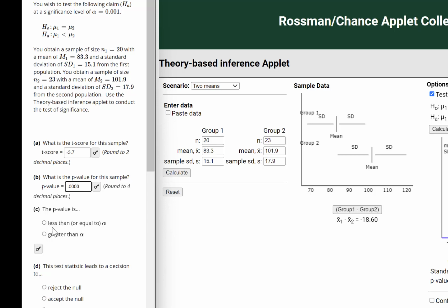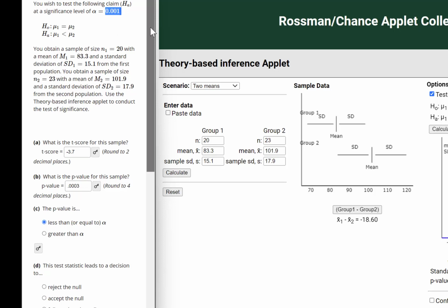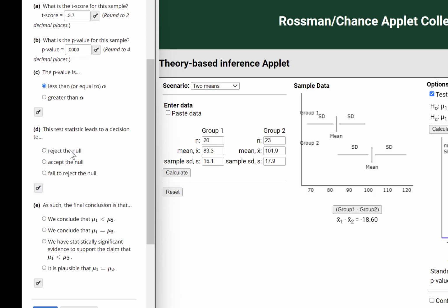The p-value is definitely less than alpha. The alpha was given to be 0.001 in this problem. The test statistic leads to the decision that we reject the null hypothesis. And our conclusion then is that we have statistically significant evidence in support of the alternative hypothesis.